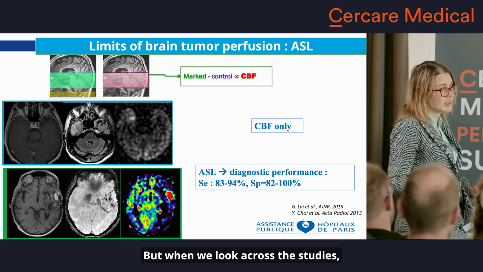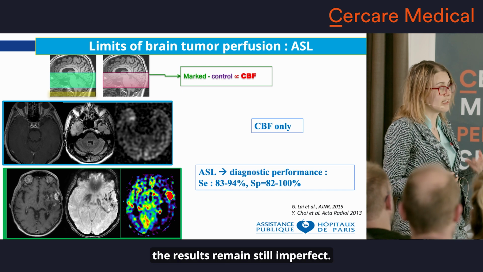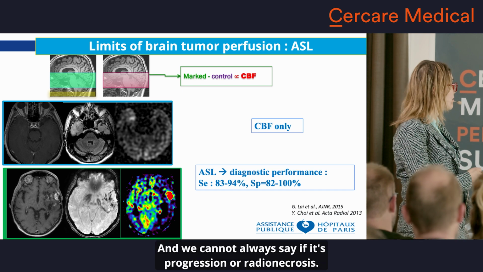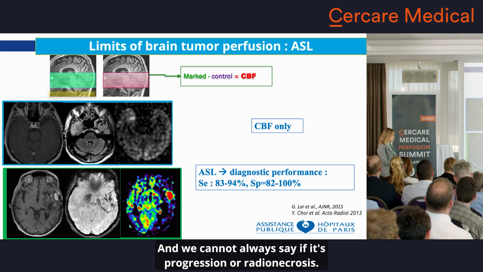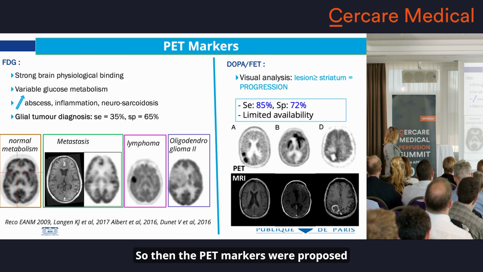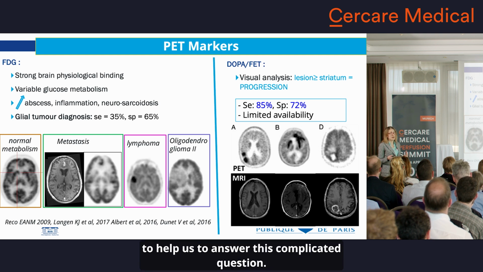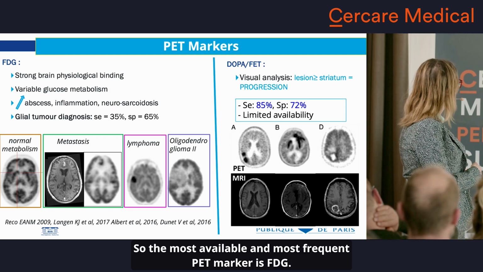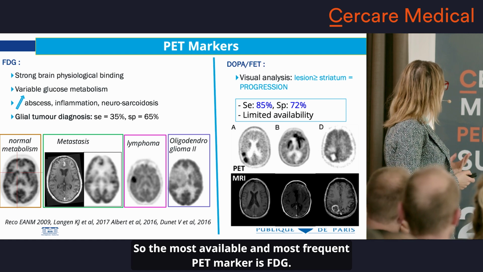But when we look across the studies, the results remain still imperfect, and we cannot always say if it's progression or radionecrosis. So then the PET markers were proposed to help us to answer this complicated question. So the most available and most frequent PET marker is FDG.